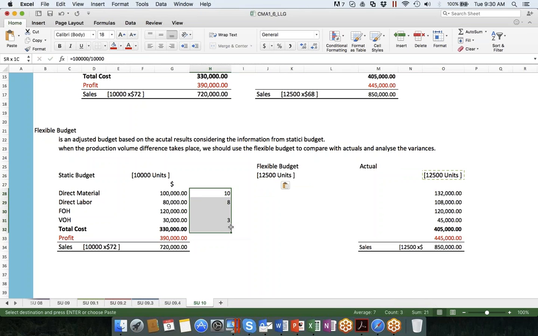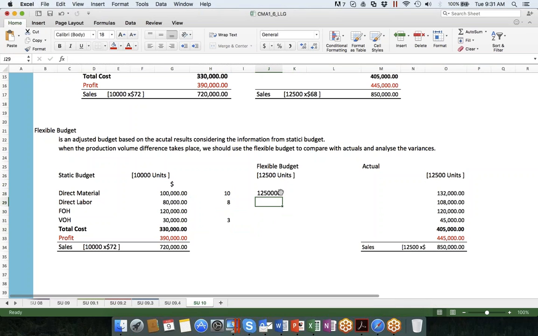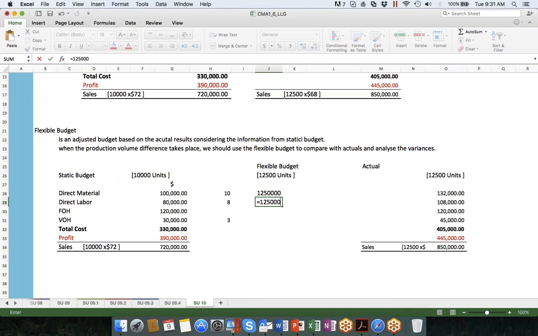When you prepare a flexible budget, remember always you take the quantity from actual results, but the information from the static budget. It's an adjusted budget based on the actual results, considering the information from the static budget, so cost and revenue information. For 12,500 units, the direct material should have been 12,500 times this much. It should have been 125,000. We spent 132,000, so there is a variance. Never compare here again. Only flexible budget figures are to be compared. And here it is 12,500 times $8. It should have been 100,000.